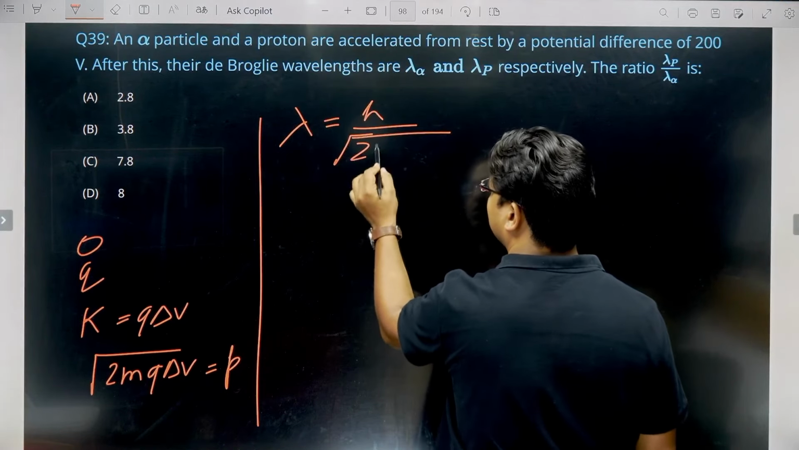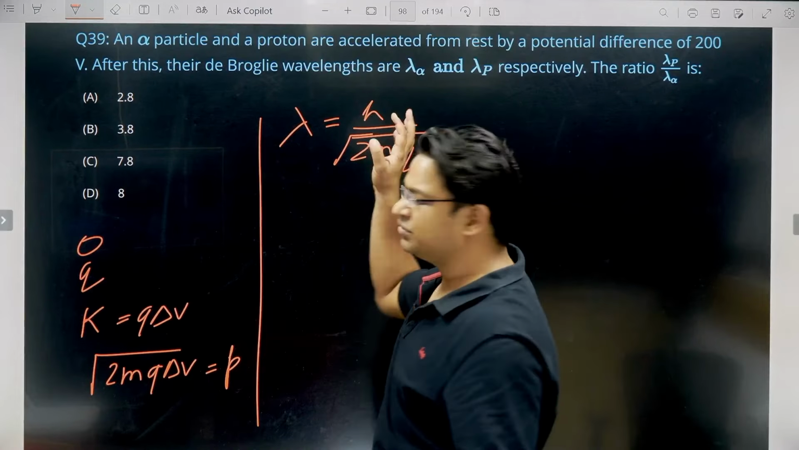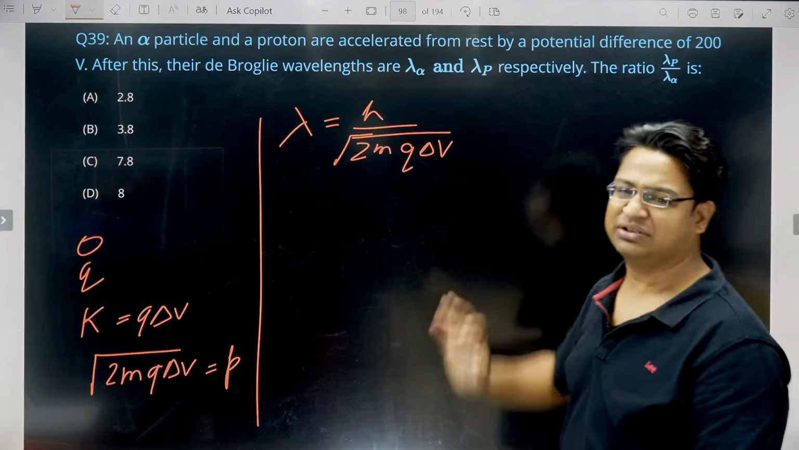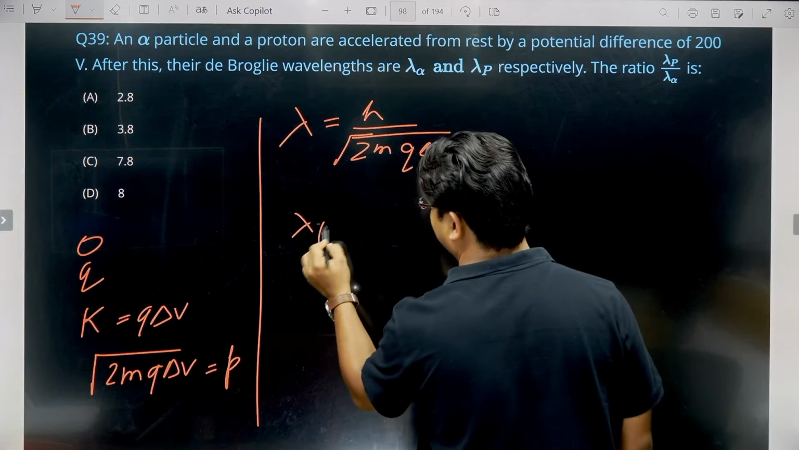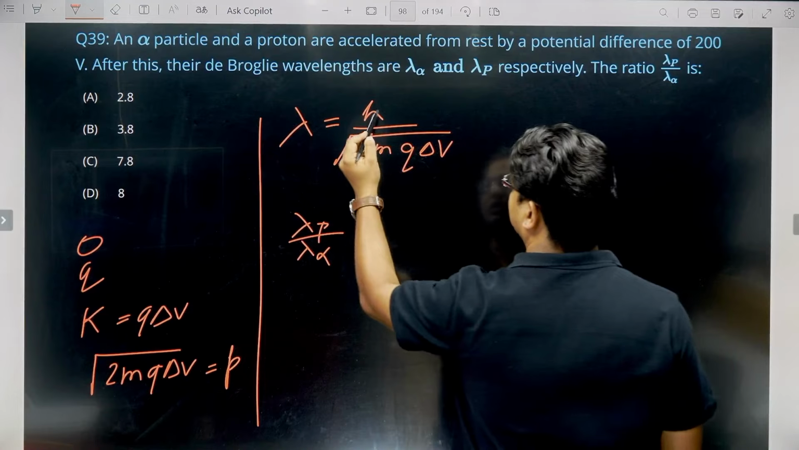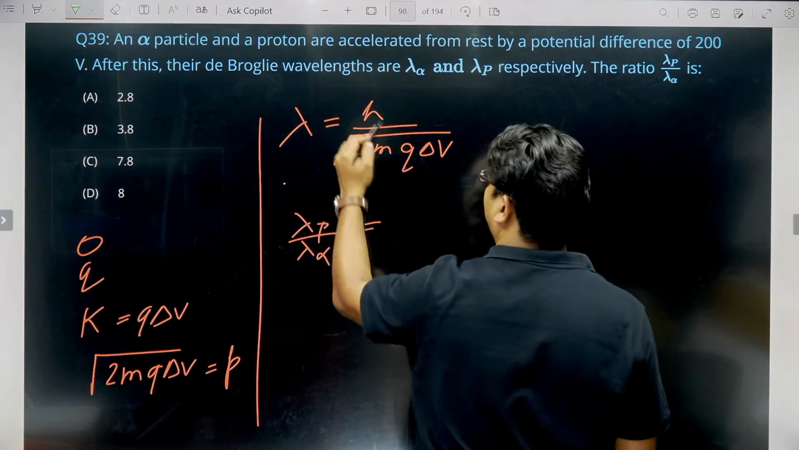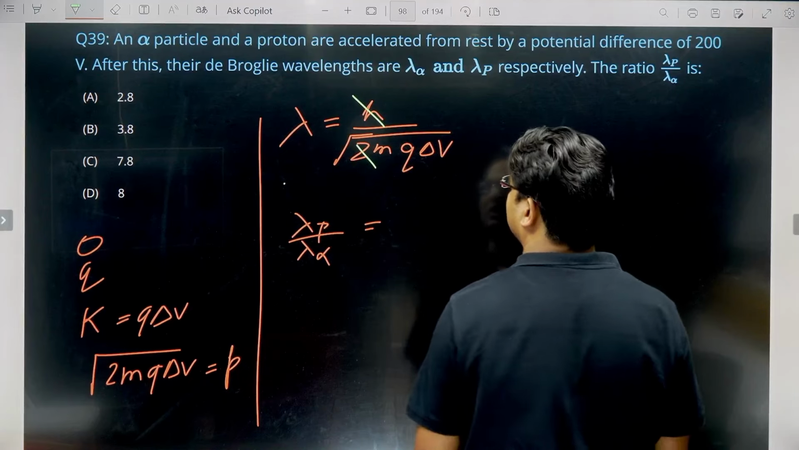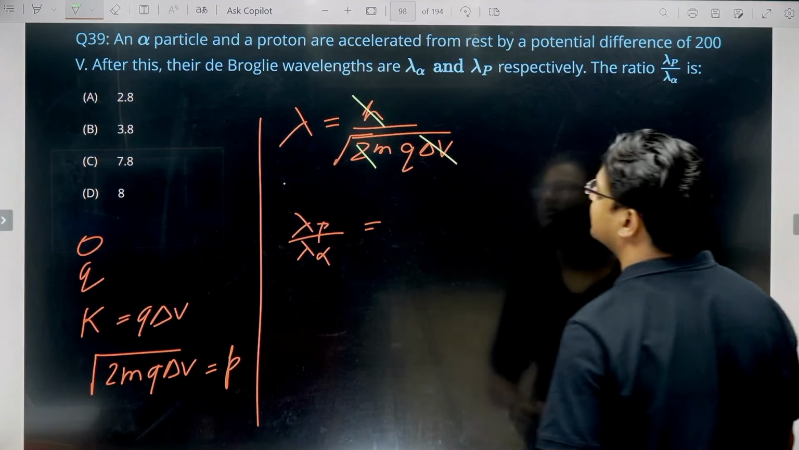So h by root 2mq delta V. Now guys, if you substitute the numbers here and do the calculation, you will get the answer. That is not the point. What you will say is, okay, I want to find lambda proton by lambda alpha. When I take the ratio, the constants will have no consequence on the ratio. h will be cancelled, 2 will be cancelled. Delta V is the same. Delta V we have kept same, so even delta V is going to be cancelled.